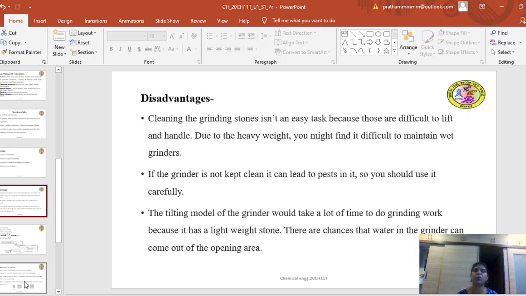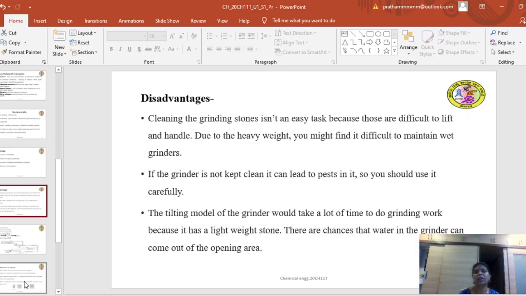That is a time consuming process. Again, the water consumption comes into the picture. The manpower also has been involved. So if the grinder is not being kept clean, the pest, and the manpower for the cleaning process, all will come into the picture.